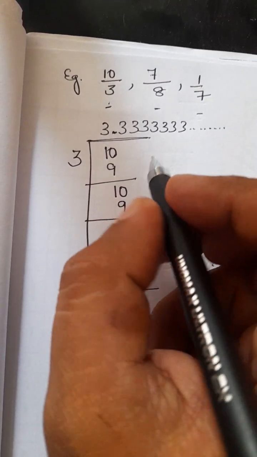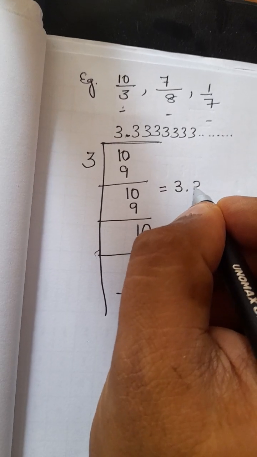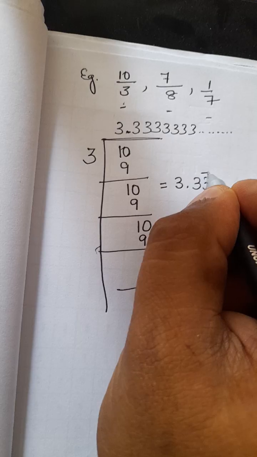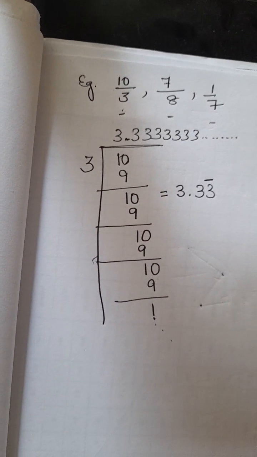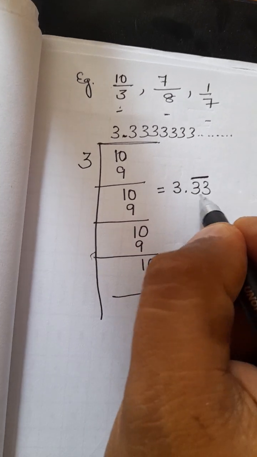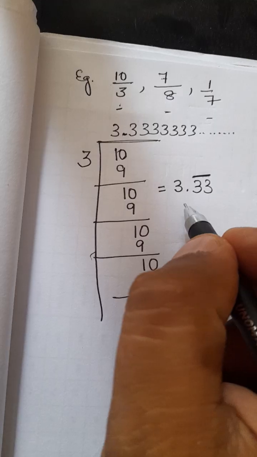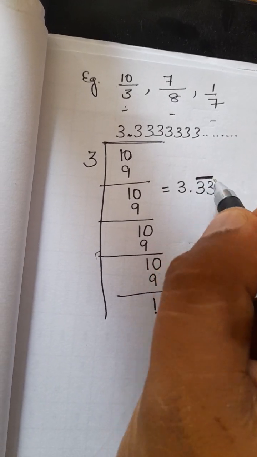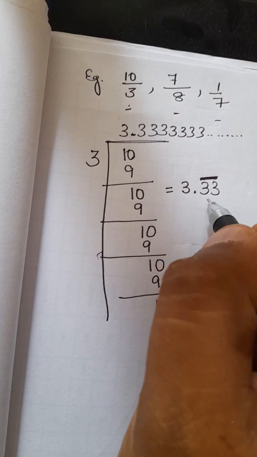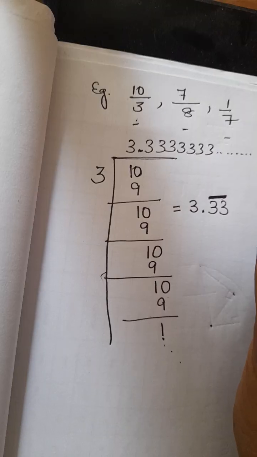You get 3, 3, 3, 3, and when you have a repetition of the same numbers, you can just write the number and put a bar on the top of it. Even if you put a bar on the whole thing, it is also okay, because 33, 33, 33 keeps on repeating. So this bar represents recurring. The bar on the top of a decimal number in mathematics indicates that it is recurring.